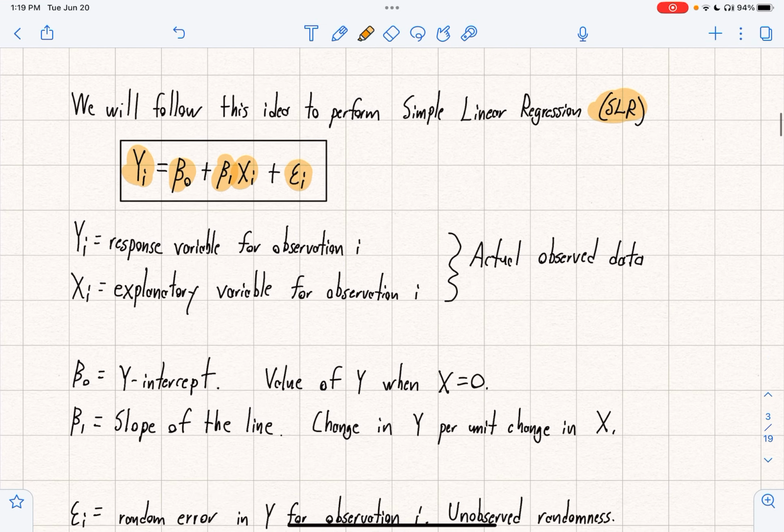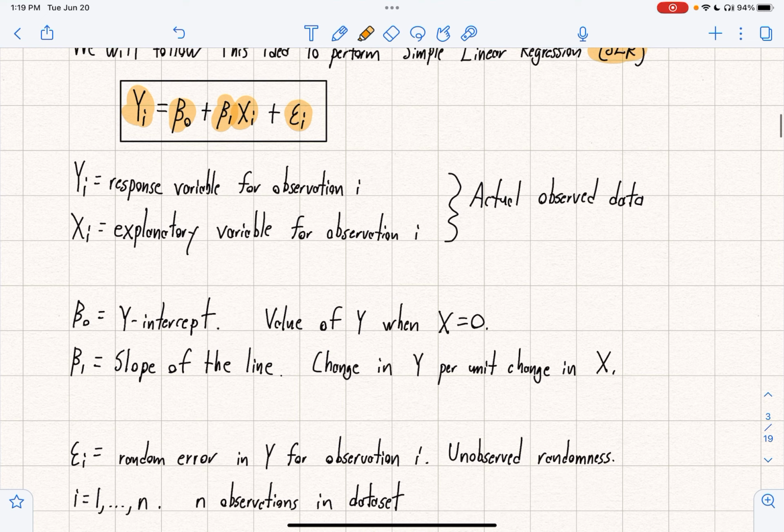So I've just written these things out. Again, yi is the response variable, so the response for observation i. Recall i is just the index from 1 to n. We have n observations, and i is just the ith observation from 1 to n. Xi is the explanatory variable for observation i. So this is just our actual observed data. We download some data set, or when we're working on our homework, we're going to have some data set. These xi and yi values are our actual data.